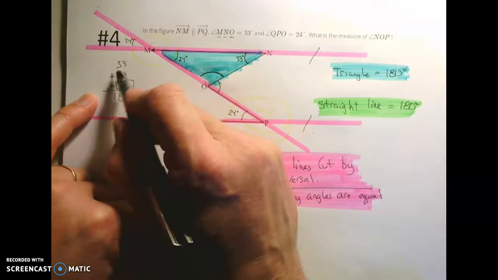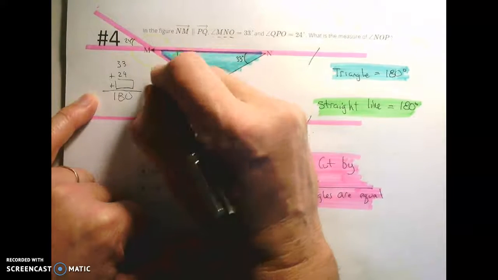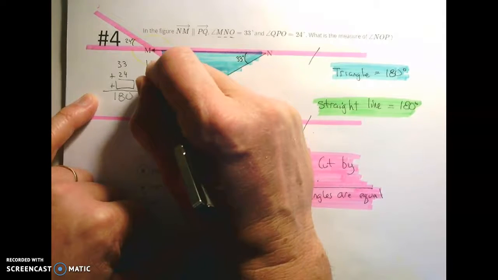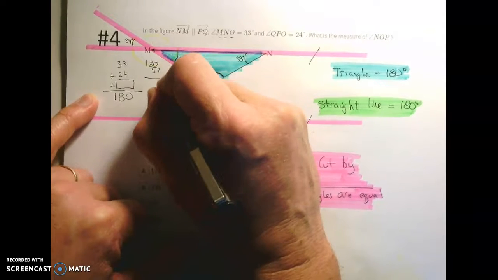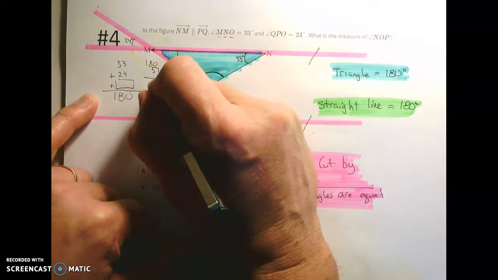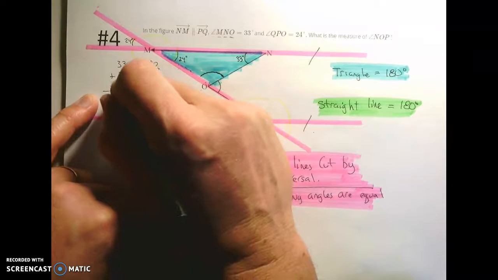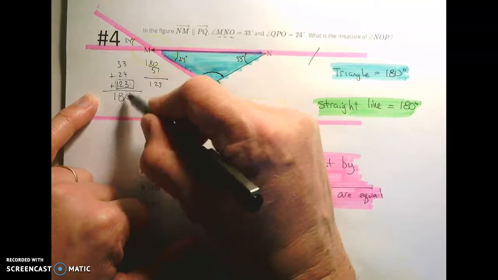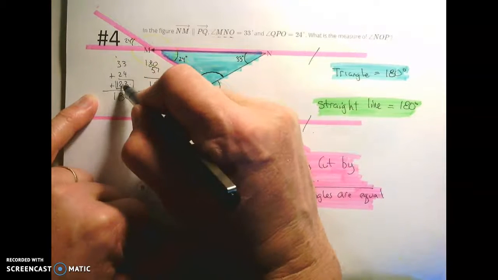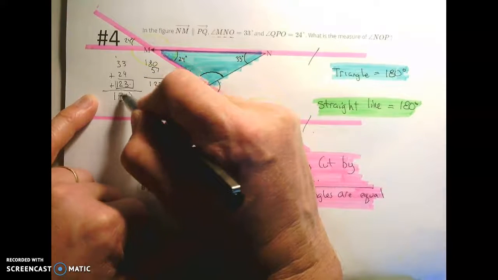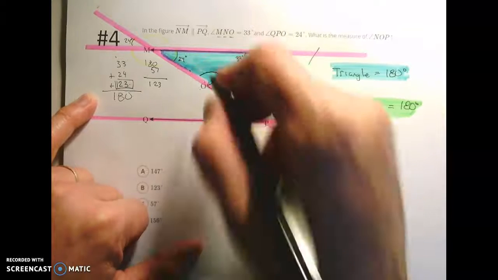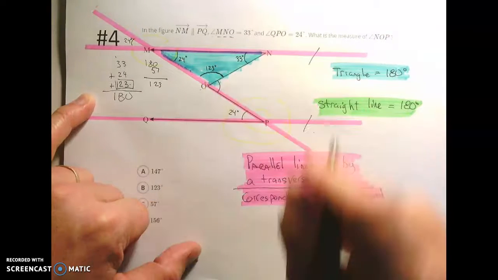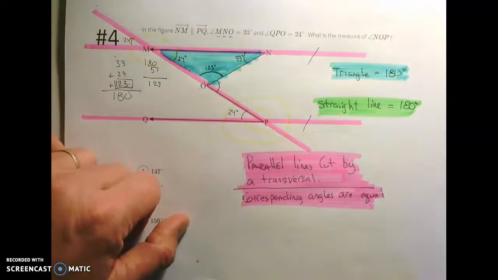So I'm going to add these. 33 and 24 is 57. And if I subtract that from 180, I get 123. I could be wrong. Let's look. I did that fast. 10 minus 7 is 3, carry the 1, 8 minus 5 is 3, and 1. Yep. So this angle in here is 123 degrees. That was from my triangle.